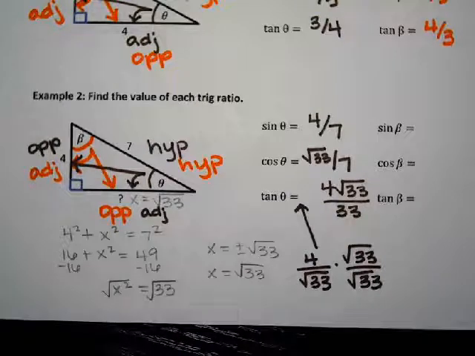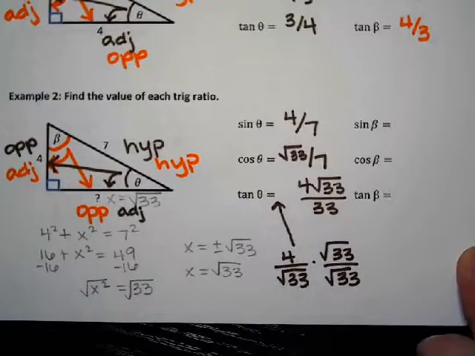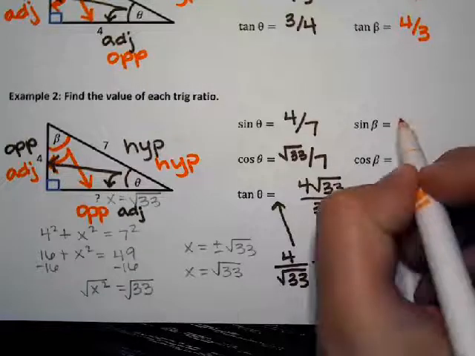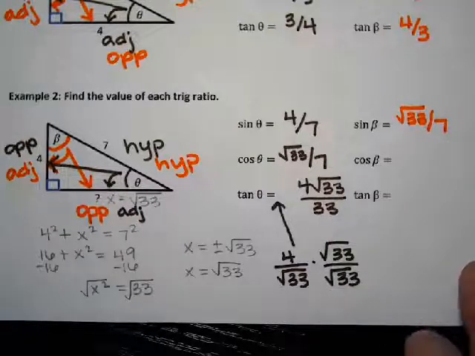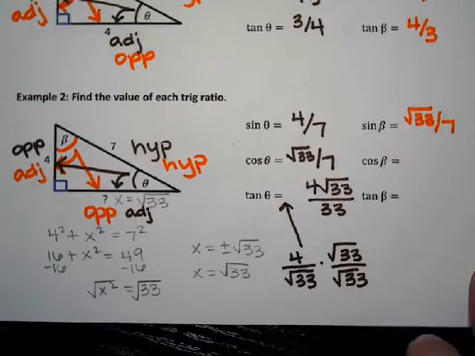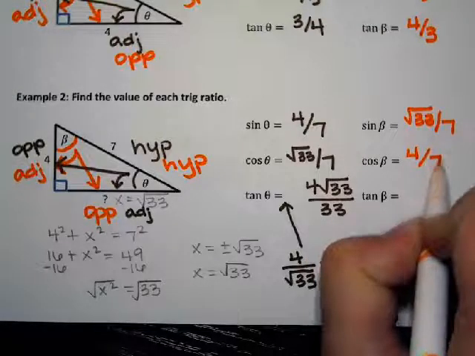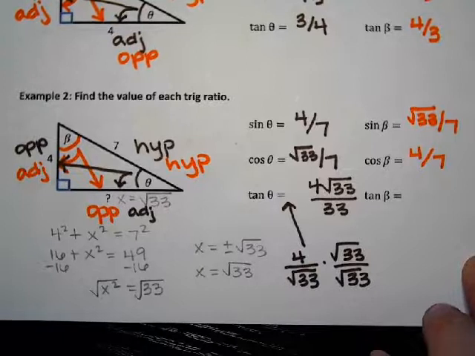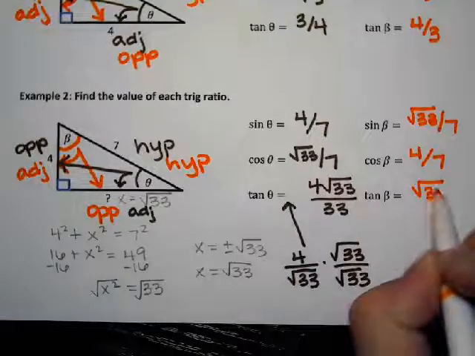All right, so what is sine of beta? Root 33 over 7. What's cos of beta? 4 over 7. And then what's tan of beta? Root 33 over 4. Sound good?